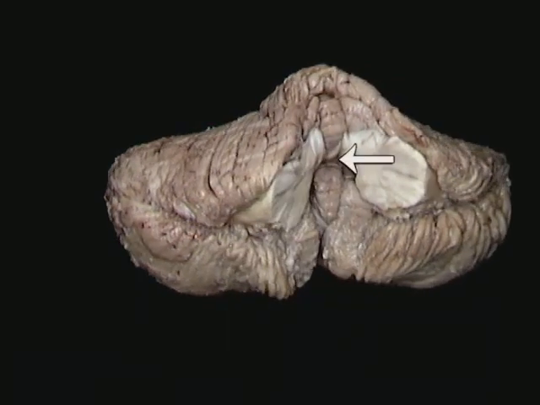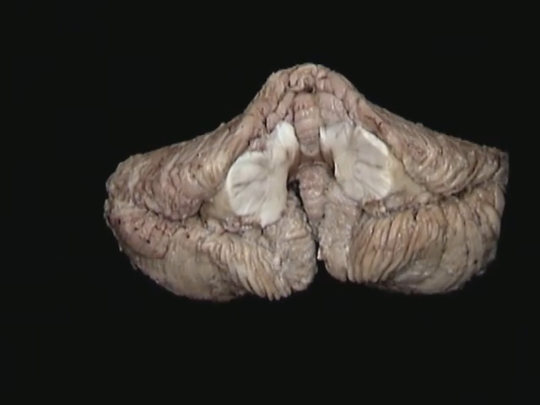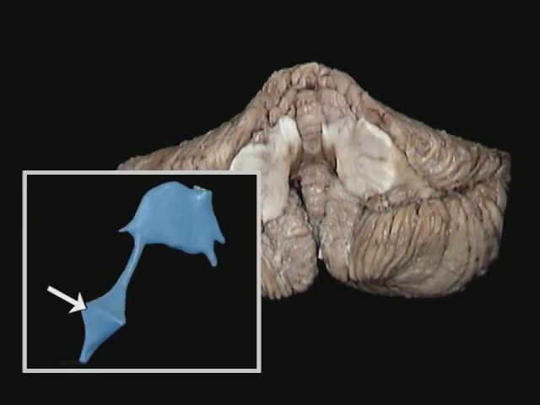This cavity in the anterior aspect of the cerebellum is the most posterior part of the roof of the fourth ventricle. That's this part in the model.